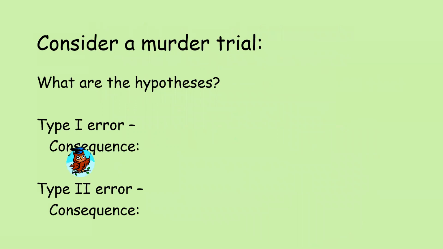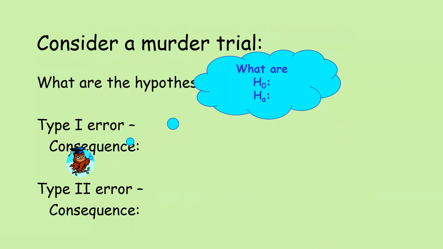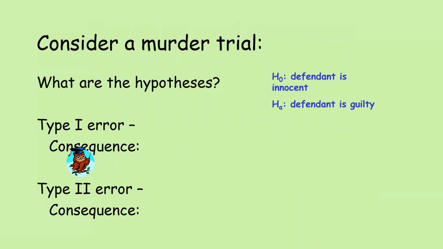So consider a murder trial, and we're going to use this example a lot with hypothesis tests. What are the hypotheses? Well, our null, again, we always assume innocent, right? So we're going to assume the defendant is innocent until we have enough evidence to prove guilt.